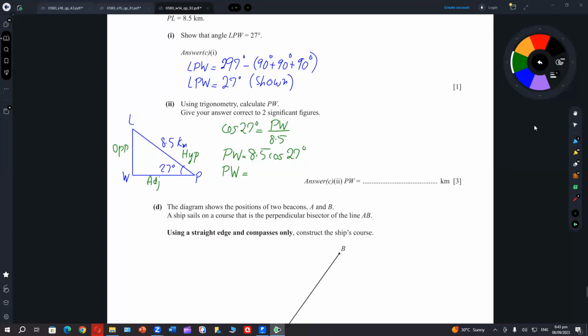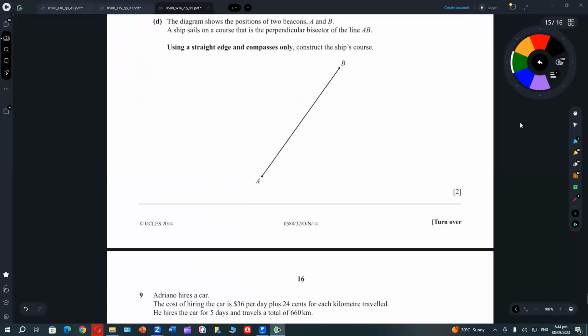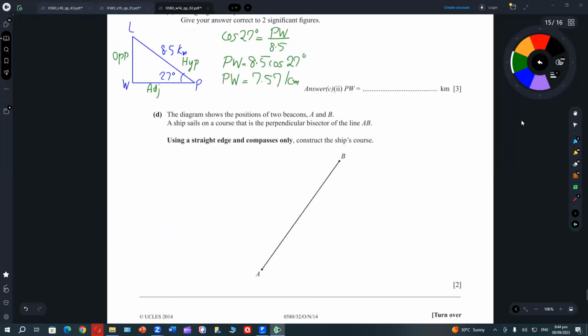Sir, the answer is 7.57. Good. Yes. The next part is a drawing part, like locus. We haven't done it yet. Now you have to look for a new question.